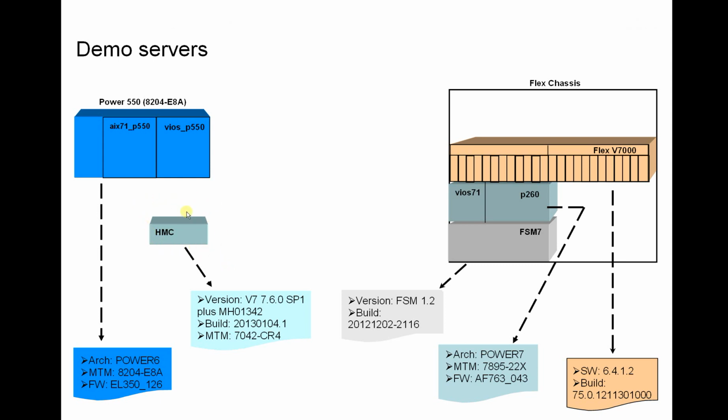My management console is an HMC, of course, on the Power 550 side. That is at HMC level 760 SP1 with an iFix. I forget what this was for, but this again is very current, and it is a 7042 CR4. And my management station on the Flex side is, of course, an FSM named FSM 7 because of chassis 7, and it is at the December build, which I think again is the absolute most current as of right now anyway, FSM 1.2.